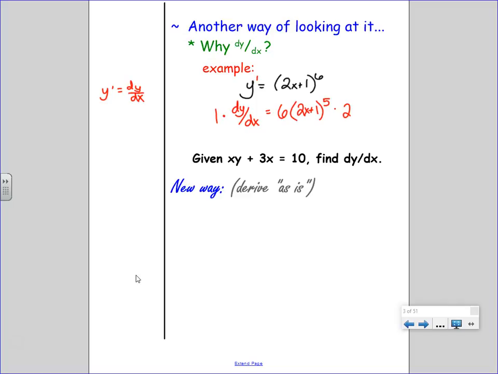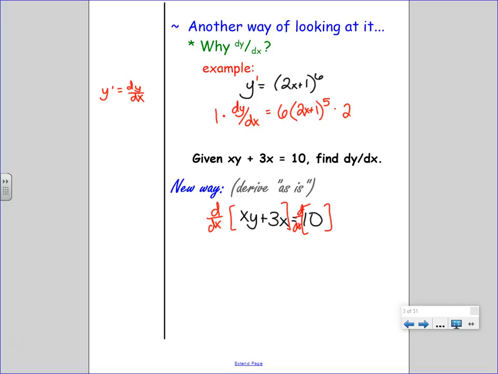But what we can do is take our function xy plus 3x equals 10. And we can do the verb instead of the noun and say, well, we don't exactly know who dy dx is yet. But I'm going to derive, because that's what I'm supposed to do, because that's how dy dx comes about, by deriving. We take the derivative of it as is. We take the derivative of it without rearranging.